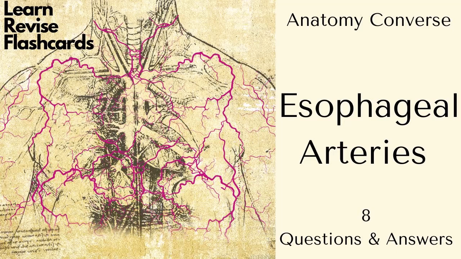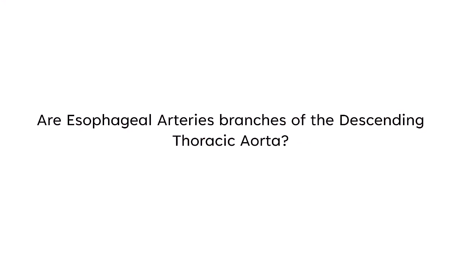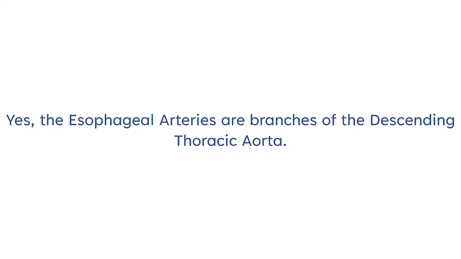Esophageal arteries. 8 questions and answers. Are esophageal arteries branches of the descending thoracic aorta? Yes, the esophageal arteries are branches of the descending thoracic aorta.